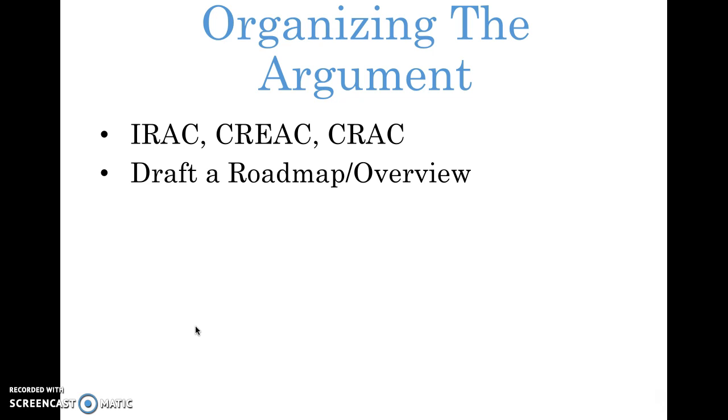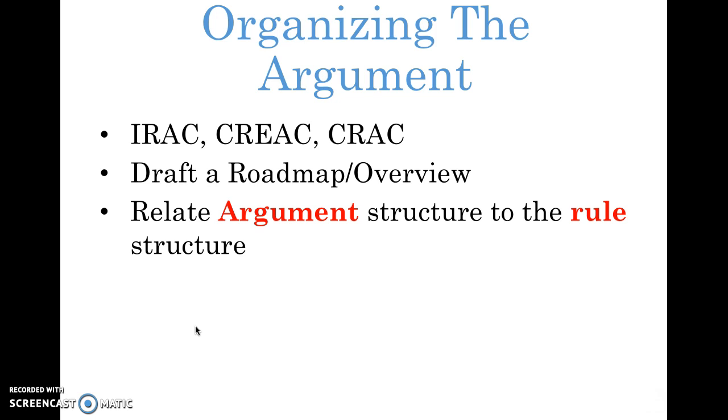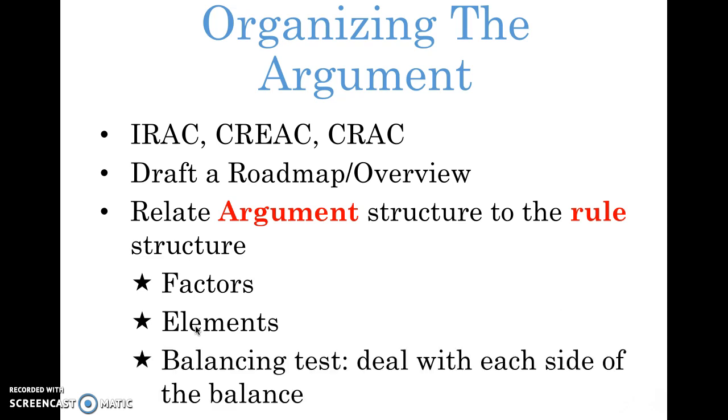Before you get into the meat of the argument, you're going to introduce the general rule and narrow the reader's focus to the specific issue in your case. In your current case, there's really one main issue, so you'll use the roadmap to narrow to that issue. Then as you organize the rest of your argument, you will relate that to whatever rule structure you're going to be using. If you have a factors test, you'd structure your argument by factor. If you have an elements test, you'd do it by elements. Balancing test, you'd do it by introducing each side of the argument.